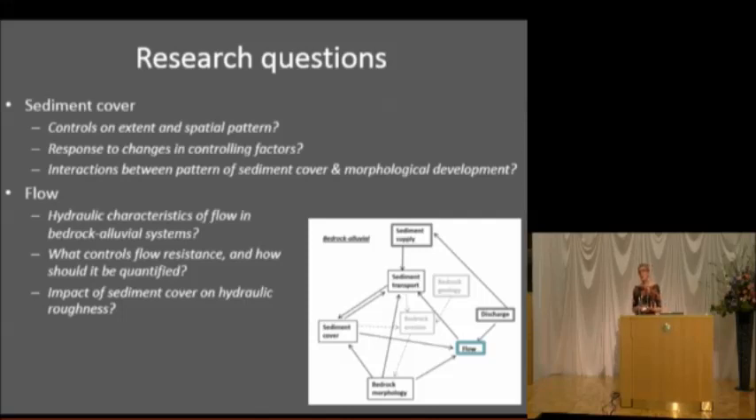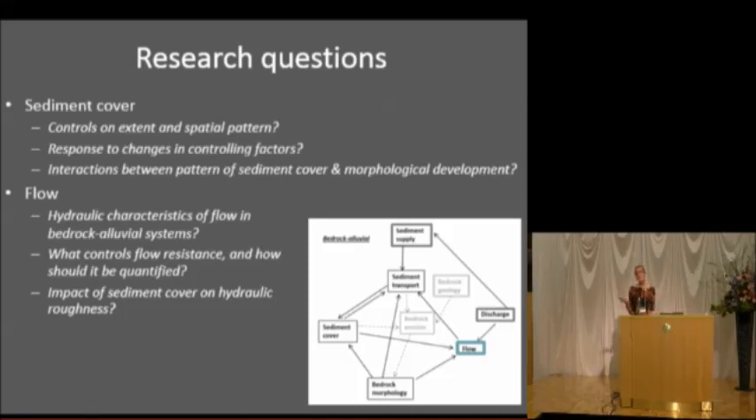What are the hydraulic characteristics of flow in bedrock alluvial systems? And frankly, how do we quantify flow resistance? I know some of the people in this room have started to do some work on this problem, but again, it's still not really been very thoroughly tested. And what impacts does sediment cover have on hydraulic roughness? And clearly this is also going to depend on what the bedrock morphology is, whether we have a smooth bed or whether we have a rough bed.